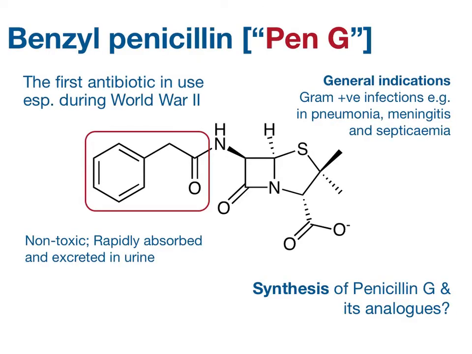Okay. So just a little bit about penicillin. The first penicillin is benzyl penicillin, penicillin G. They actually used it in World War II. It's mainly used for gram-positive infection. What's missing here is gram-negative. Pen G doesn't work against gram-negative. Not so good. The good thing about penicillin is that it's non-toxic. This is very important.